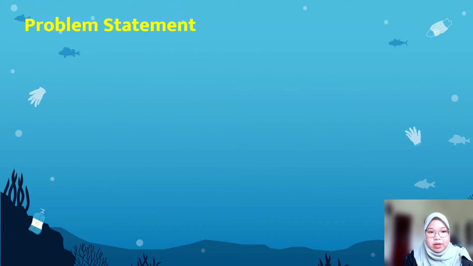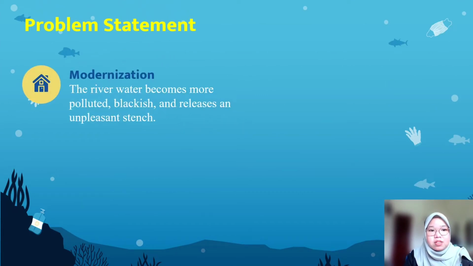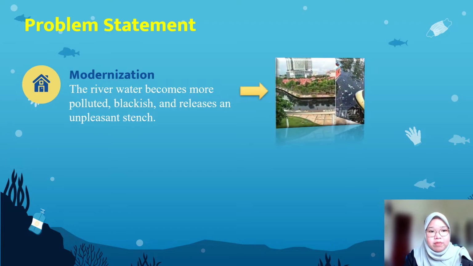The problem statement of this project is modernization and industrial growth. This is obvious through the deterioration in water quality that has occurred because of the modernization efforts that are currently being conducted without any limitation or obstruction. As seen in the figure, the river water becomes more blackish, polluted, and releases an unpleasant smell. As we know, the Malacca River is a popular tourist destination, thus this scenario is quite terrible to present to tourists.